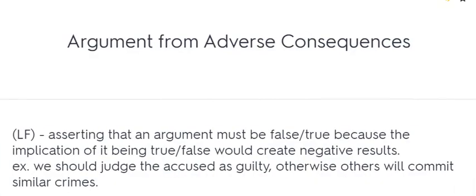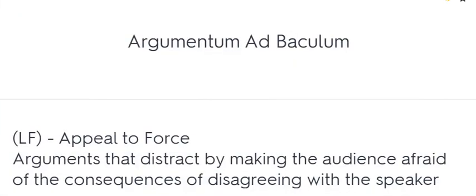Argument from adverse consequences. Asserting that an argument must be false because the implication of it being true would create negative results. Example: We should judge the accused as guilty, otherwise others will commit similar crimes. Argumentum ad baculum. Appeal to force. Arguments that distract by making the audience afraid of the consequences of disagreeing with the speaker.